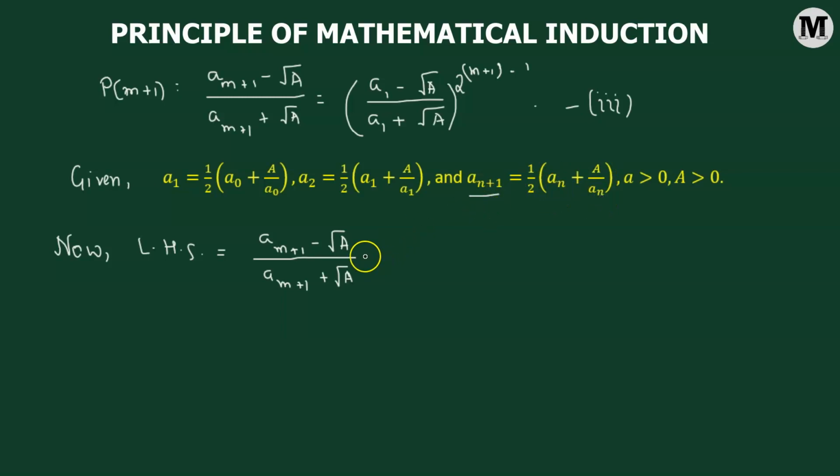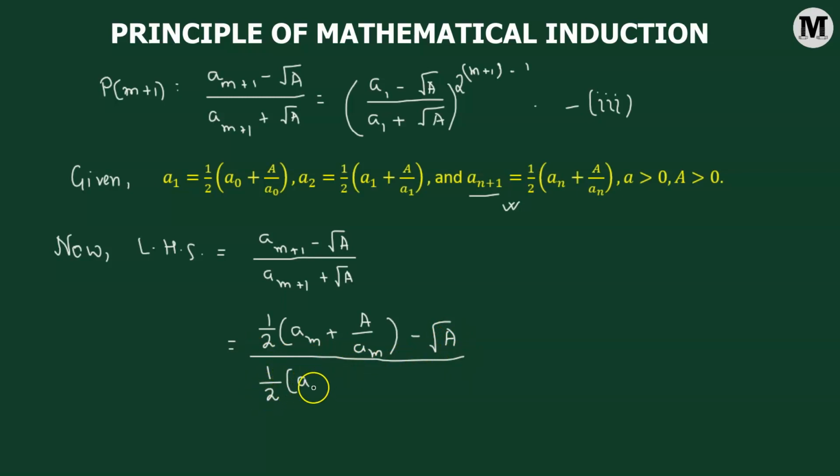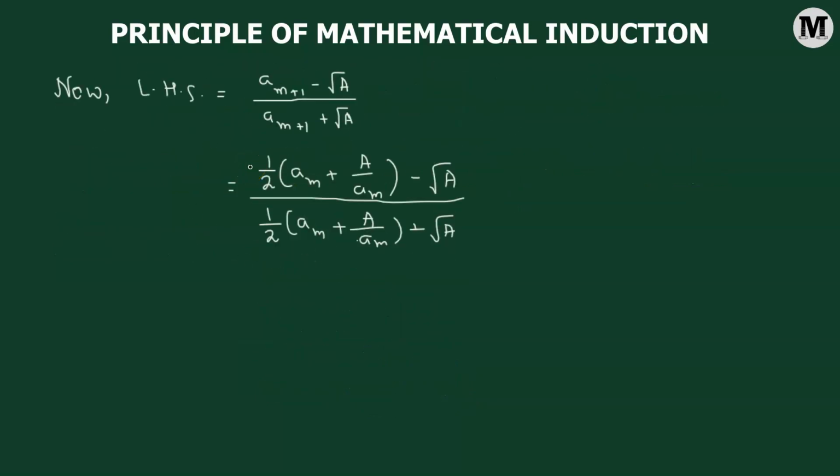So here in place of a m plus 1, we'll take the help of this formula and replace wherever we see n with m, such that we get in the numerator half multiplied to a m added to a over a m, minus square root of a. And then in the denominator, we have half multiplied to a m added to a over a m, added to square root of a. Now let's further simplify by multiplying both numerator and the denominator with 2.